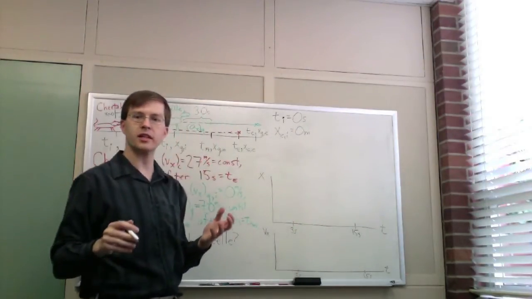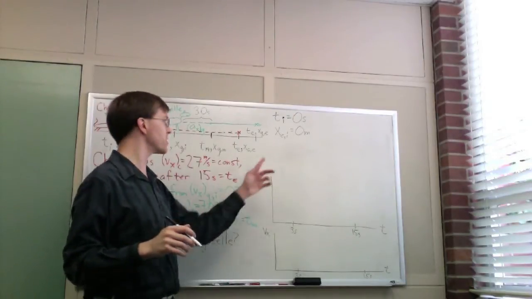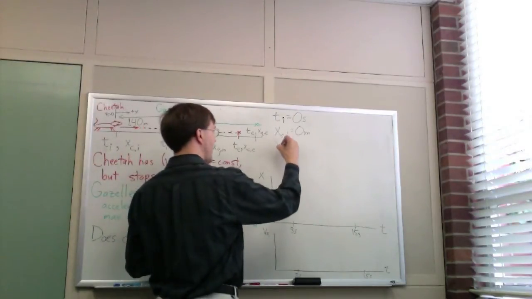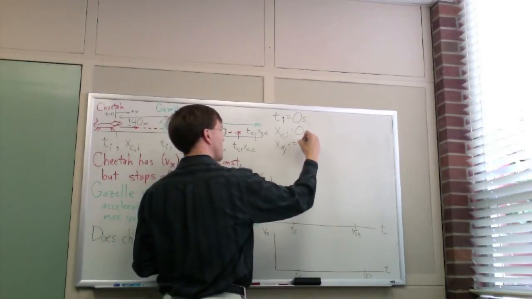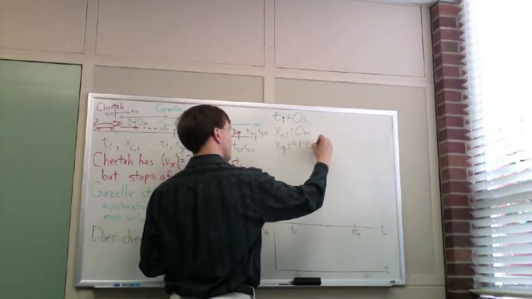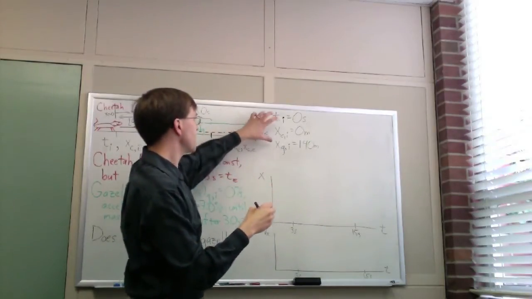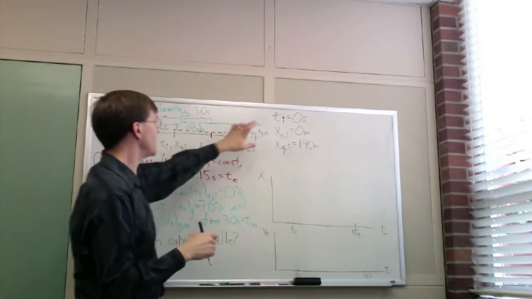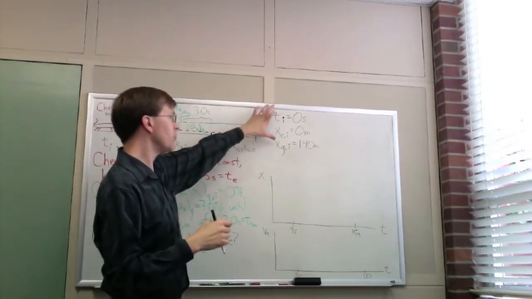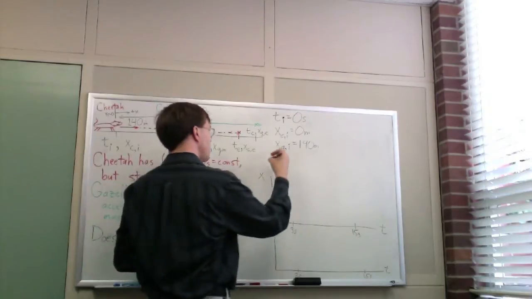That's just choosing my starting point for time and position. X gazelle at the initial time is 140 meters. So these are two separate events. The initial time for the cheetah is one event, it's over here. The initial time for the gazelle is another event over here, but it is the same time for each.